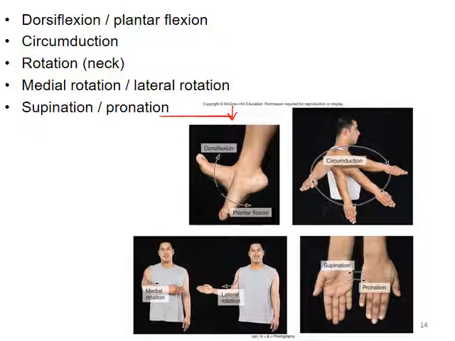Medial rotation versus lateral rotation. You're seeing it here. You can do this with your arm or your leg. Medial rotation means when you move your arm towards the front. Lateral rotation, when you move it to the side and to the back. And then supination versus pronation. Supination, when your palm faces up. You can see here in the picture. Pronation, when your palm faces downward. And so this is done by the rotation between the radius and the ulna.